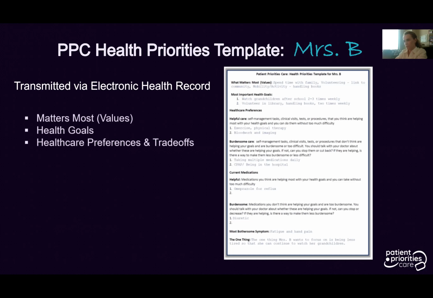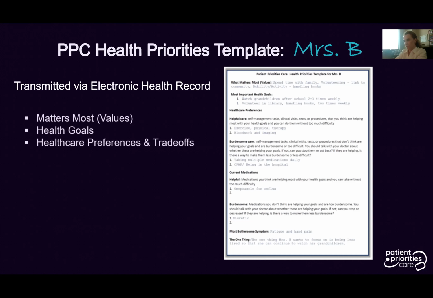In addition to goals and values, we have healthcare preferences. These preferences include things such as self-management tasks, healthcare visits, test procedures, as well as medication and other services and supports that you might find valuable or helpful so that the patient can achieve what's important to them. There are also things such as self-management tasks, visits, tests, and medications that the patient might find burdensome, too difficult, or not helpful. It's important to identify this and document it so that we can understand why patients might not do things because they find them very burdensome. And so these are things that we should really consider giving up on.